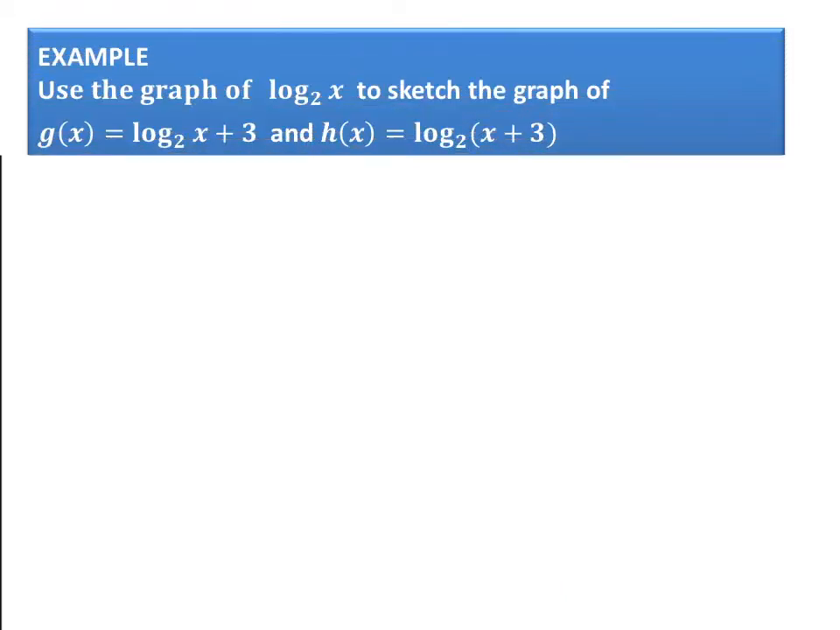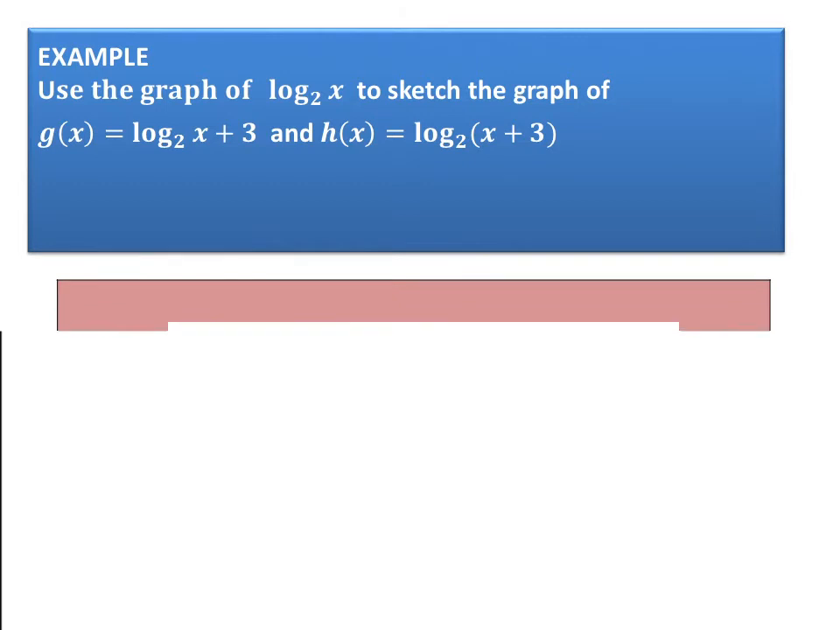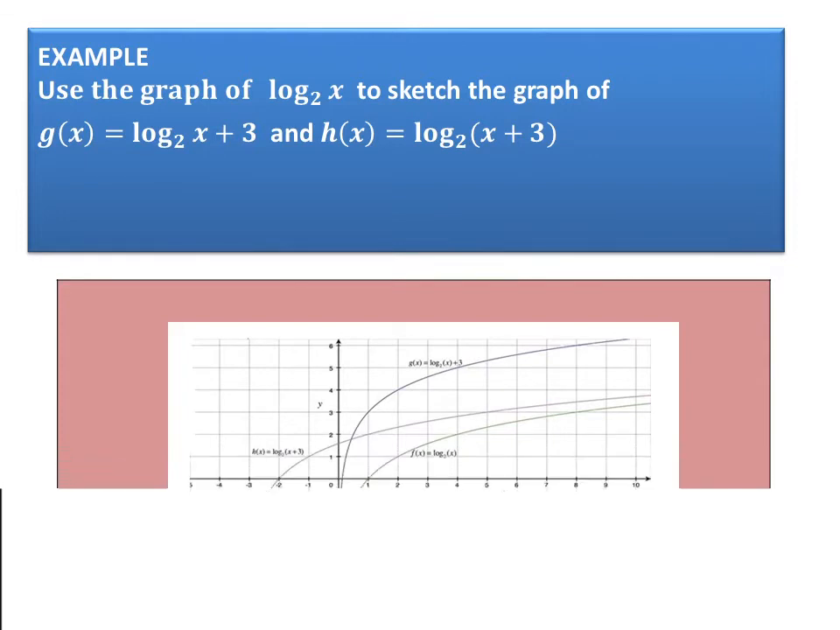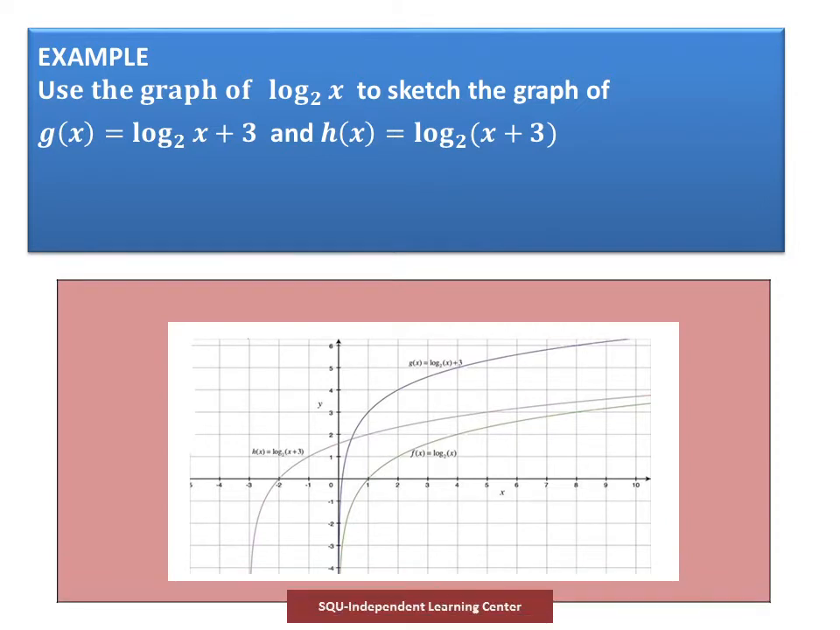Example, use the graph of log x base 2 to sketch each of log x base 2 plus 3 and log of x plus 3 to the base 2. Okay, we start with the graph of log x to the base 2, and then we shift it vertically upwards 3 units. This will give us the graph of g of x, which is log x base 2 plus 3. While for h of x, we see that the x plus 3 means a horizontal shift to the left 3 units. So, shifting the graph of log x to the base 2 to the left 3 units will give us the graph of h of x, which is equal to log of x plus 3 to the base 2.